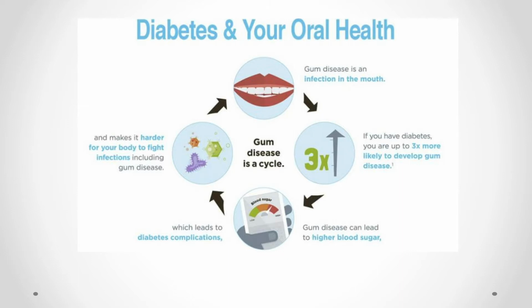And in turn, gum disease can then lead to high sugar, which then causes more complications in your diabetes, and it makes it harder for your body to fight infections. And this, of course, includes gum disease.